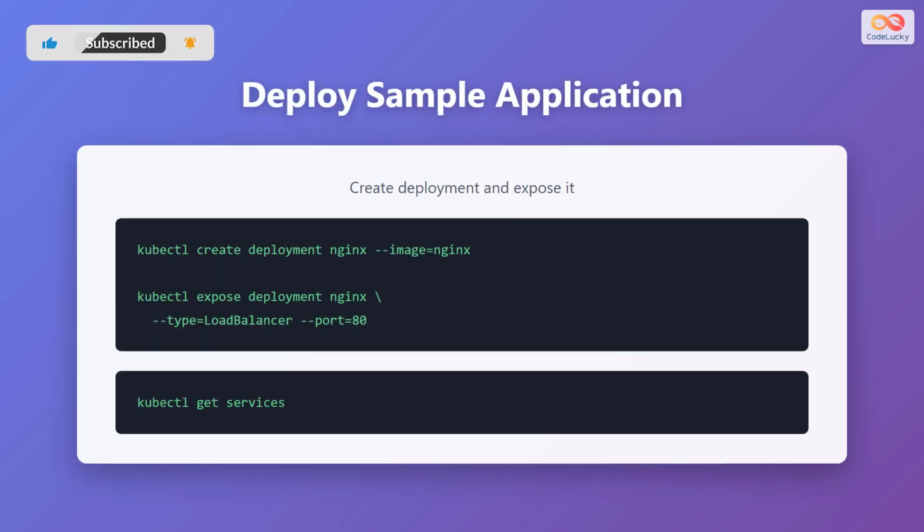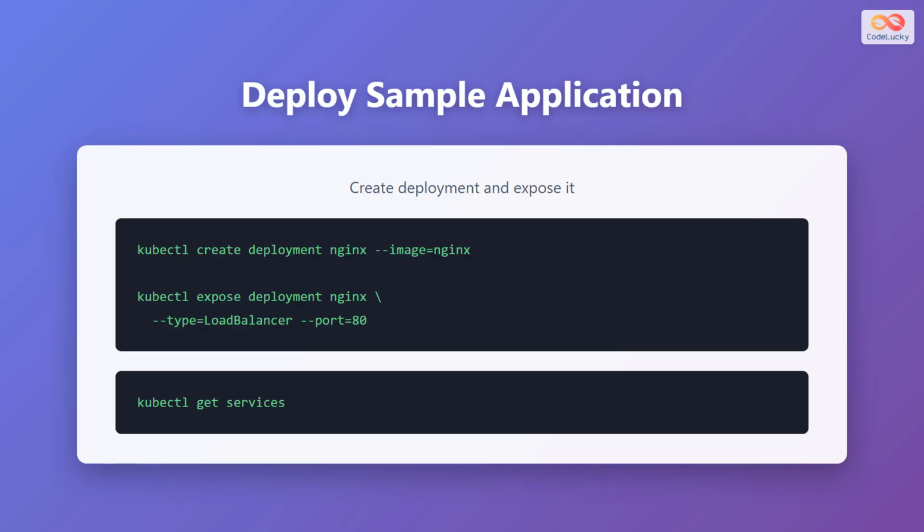Now let's deploy a sample application to verify everything is working correctly. We'll deploy Nginx, a popular web server. First, create a deployment using kubectl create deployment nginx with the image flag set to nginx. This tells Kubernetes to create a deployment named nginx using the official Nginx container image from Docker Hub.